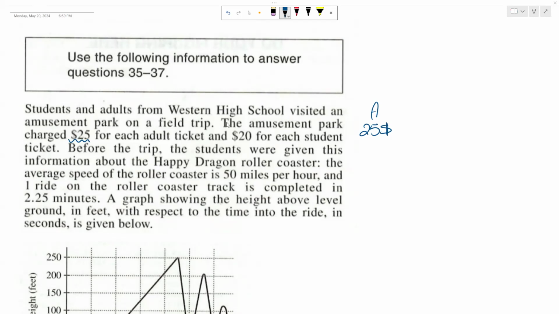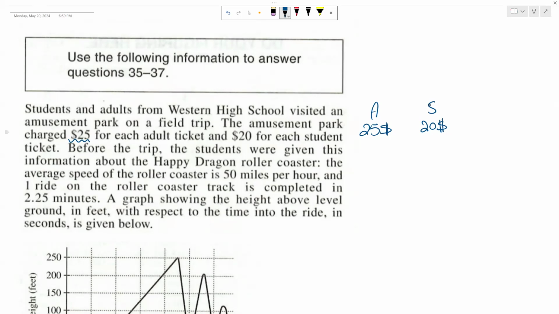So the amusement park charged $25 for each adult ticket and then $20 for each student ticket. So there are adults and there are students, and this one costs $20. I'm just trying to write all the information on the side, very organized, so that I can return back to it. And most of the time, if you organize it right, you know what to do.